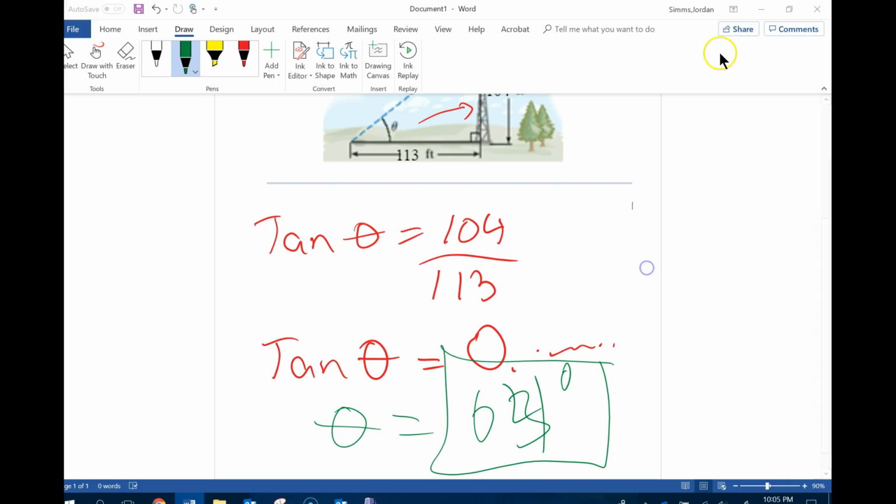If you don't know how to do that on your own calculator, try to Google the model number. There's all kinds of YouTube videos as well that'll help you.